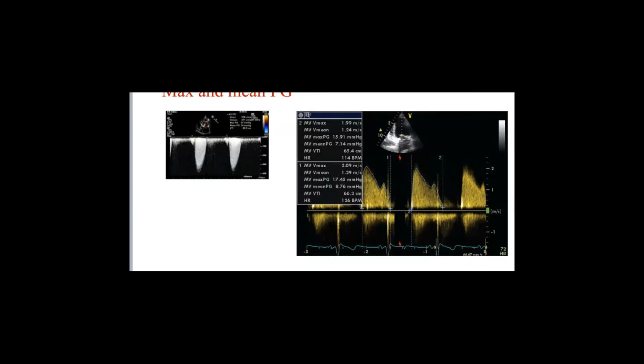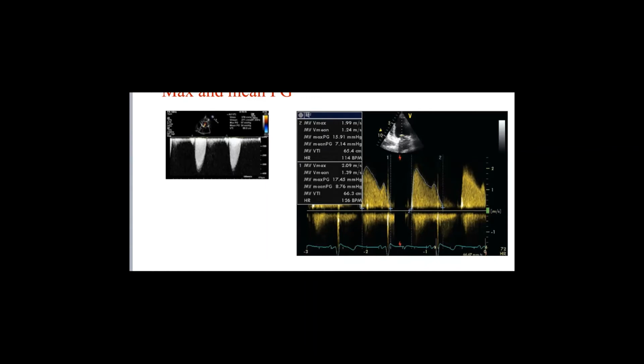And that's why in the very initial slide, we showed that the anatomical data is more important, because anatomical data is more fixed than the hemodynamic data. Hemodynamic data changes from day to day, time to time, management to management.